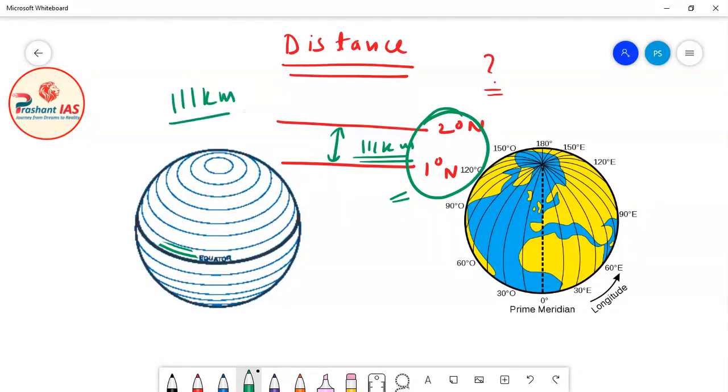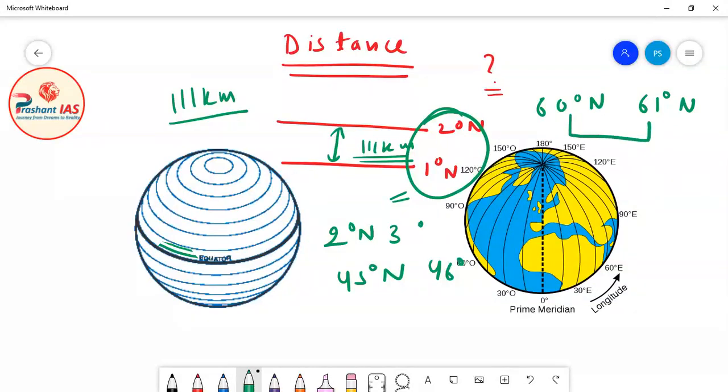For example, the distance between 2 degree north and 3 degree north is also 111 kilometers. The distance between 45 degree north and 46 degree north, or, let's suppose, 60 degree north and 61 degree north, means if the difference is 1 degree, the distance between two consecutive latitudes is approximately 111 kilometers. Definitely this is an approximate number, and you need not know the exact number and the exact theory. This is more than enough for your exam.